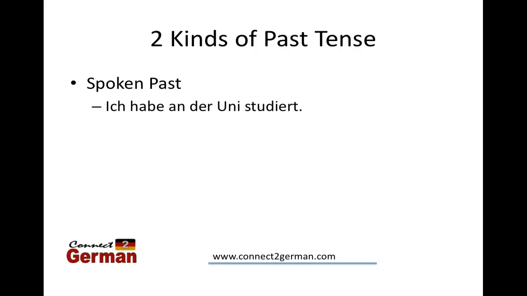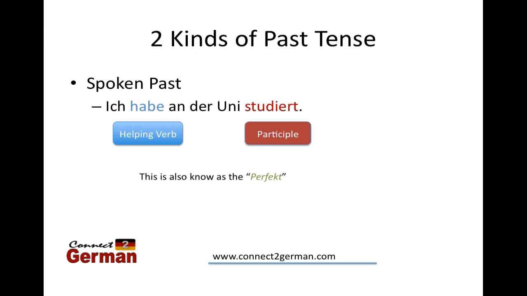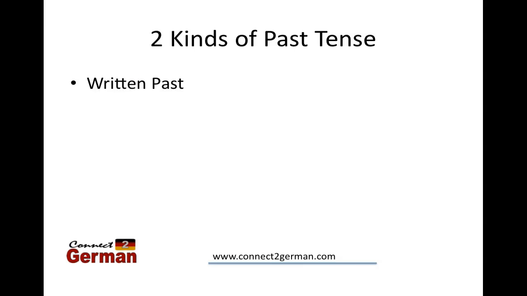Here's an example. Ich habe an der Uni studiert. And basically how that's broken down is you have a helping verb, in this case habe, and you have your participle, studiert. And that's your basic form for the spoken past. It's also referred to as the perfect, if maybe your teachers talked about it that way, or you've read that in a book somewhere.